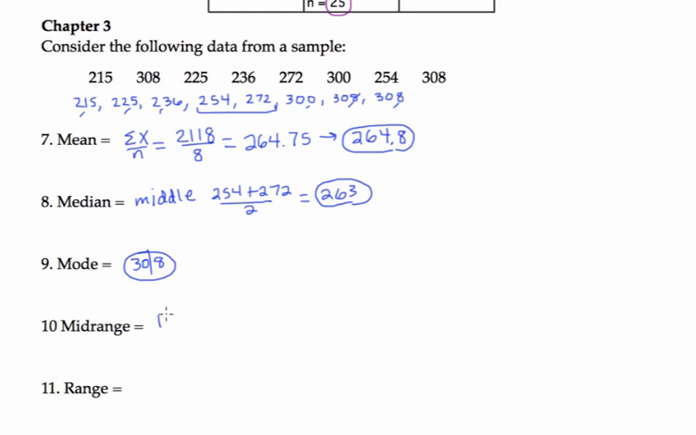Mid-range. Look on your formula sheet. The formula is high plus low divided by 2. So I add the high, 308, plus the low, 215, divide by 2. I get 261.5.